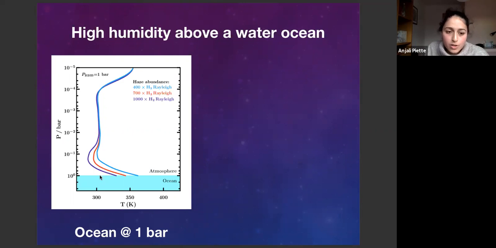The first one is with an ocean at 1 bar, and we find that actually it doesn't take too much haze for these temperature profiles to be consistent with the liquid ocean. So even though we're getting a lot of extra greenhouse warming from this high abundance of water, because we're saturating the water abundance, it's still allowing at 1 bar cool enough temperatures for liquid, and even a liquid ocean cooler than 400 Kelvin, so potentially habitable. And it takes a fairly modest amount of haze.